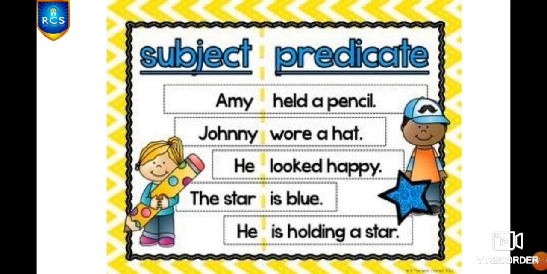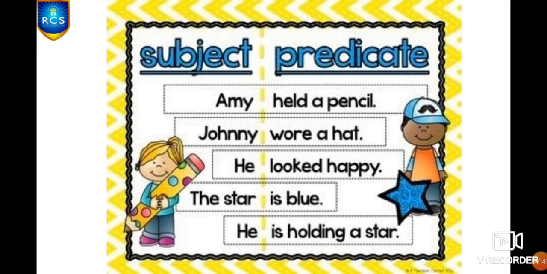Amy is a subject, held a pencil is predicate. Johnny wore a hat. Johnny is a subject, wore a hat is predicate. He looked happy. He, subject, looked happy, predicate. The star is blue. The star is subject, is blue is predicate.